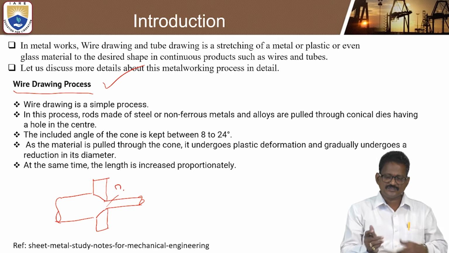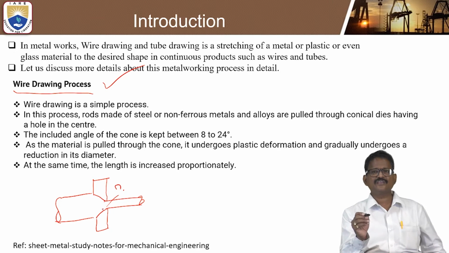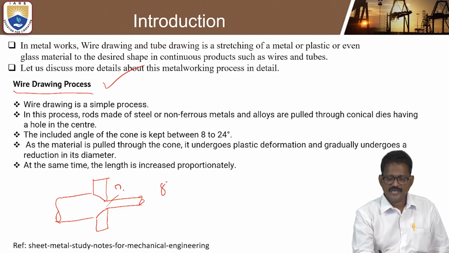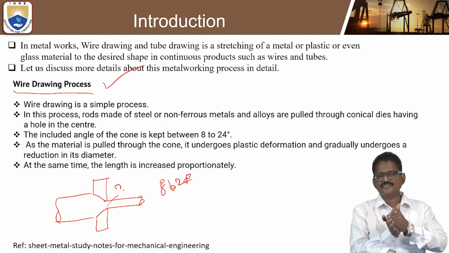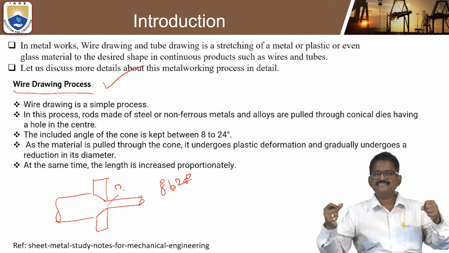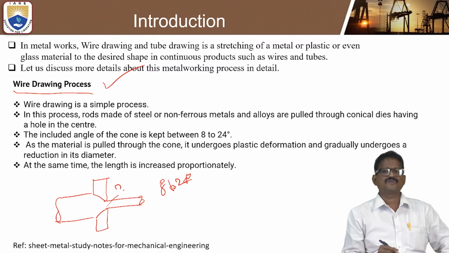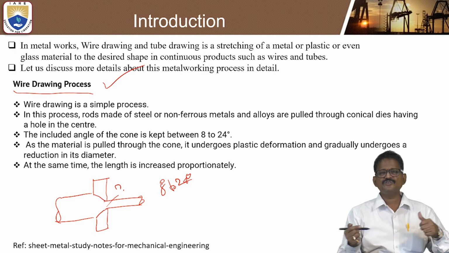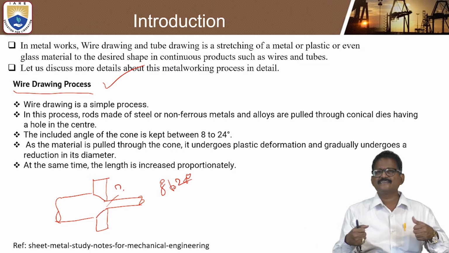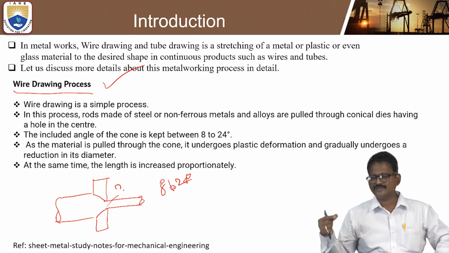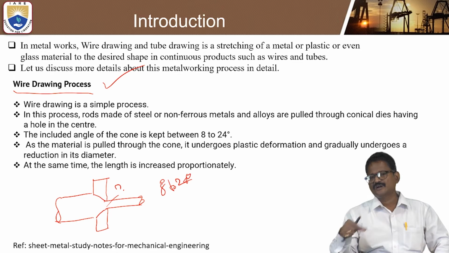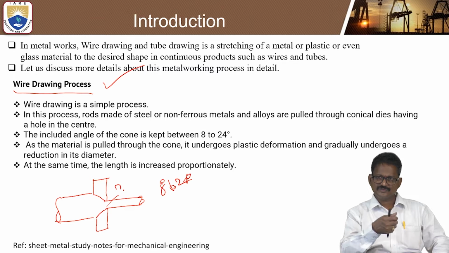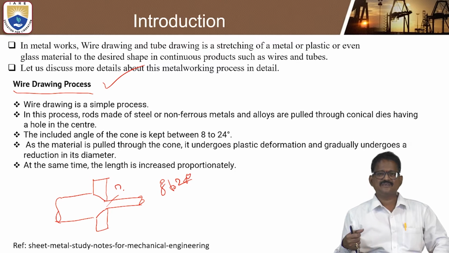And obviously this cone angle should also be kept at approximately 8 to 24 degrees. Based on that conical shape, the raw material can be pulled easily by applying a lot of pressure. Even a human being cannot stretch or elongate the material, so we use machine equipment, semi-automatic and fully automatic, to stretch the material easily.